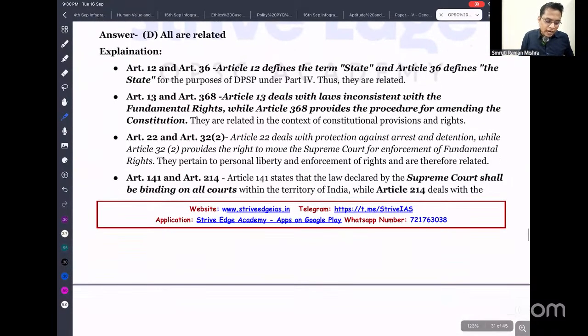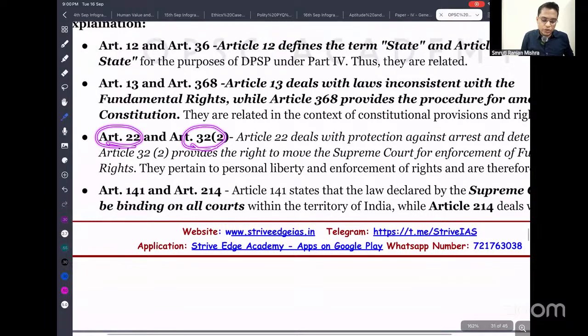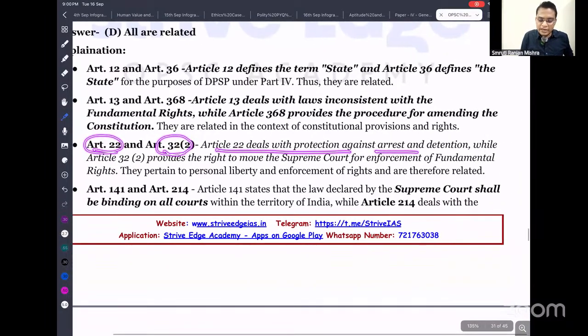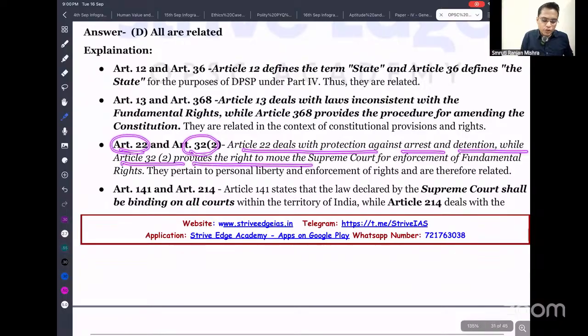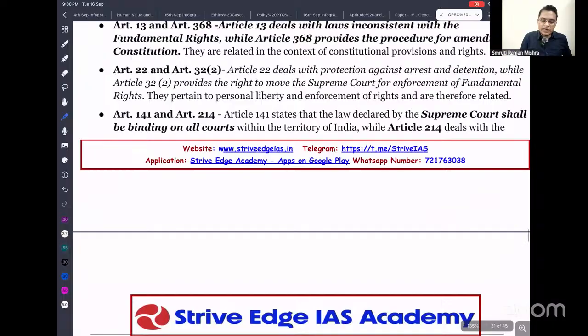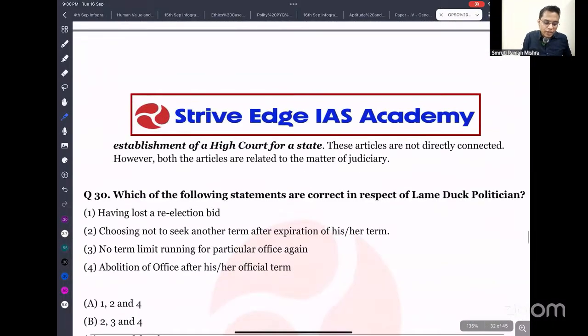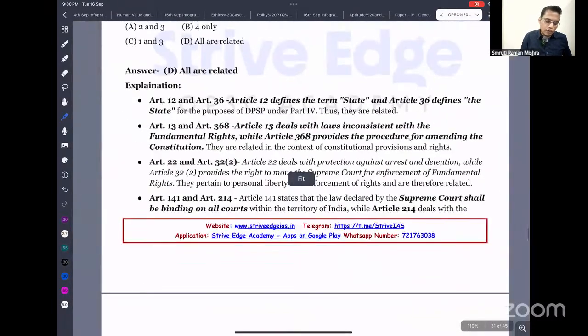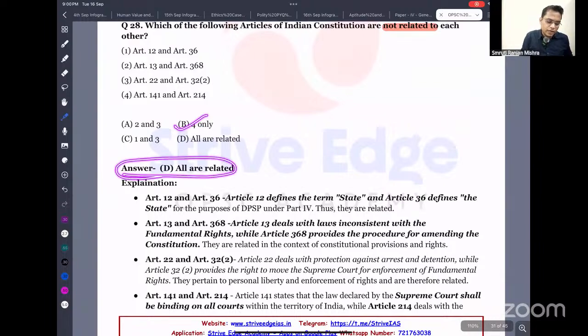So next one is about Article 22 and Article 32. Article 22 deals with protection against arrest and detention, while Article 32 provides the right to move the Supreme Court for enforcement of the fundamental rights. So these are related. But Article 141 provides that any rules, laws, regulations made by the Supreme Court are binding on all courts. But Article 214 deals with the establishment of High Courts in a state. So that is why they are not related. So the answer is B, that is only 4. Okay, so I'll just correct it, don't worry. I'm just mentioning it to show that a lot of errors are there in the OPSC answer.